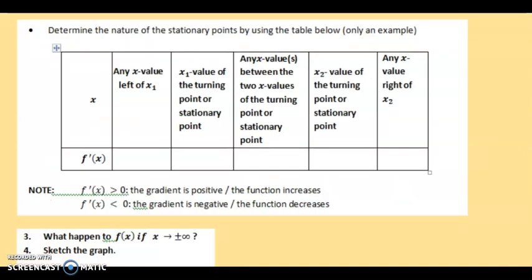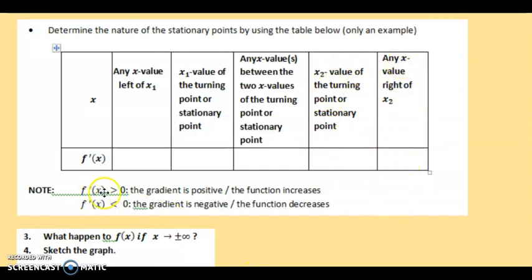Now we get to how to determine the nature of the stationary points by using a table. Here we have a table that indicates the one x value of the turning point and the second x value of the turning point. Here we will take what happens to the left of the first x value, any x value to the left of it. Then any x value that lies between these two stationary point x values. And on the right of the second x value, give one point to the right of that value.